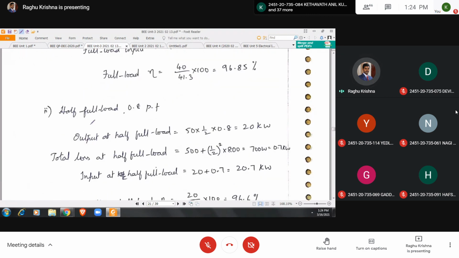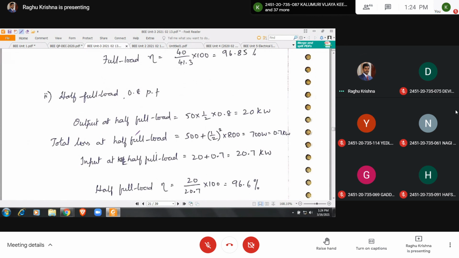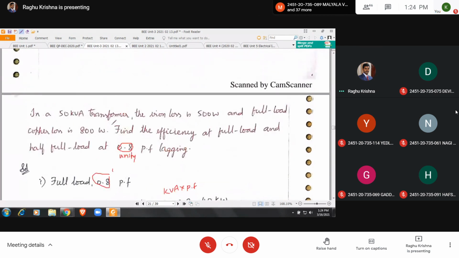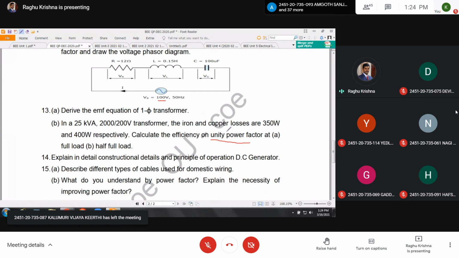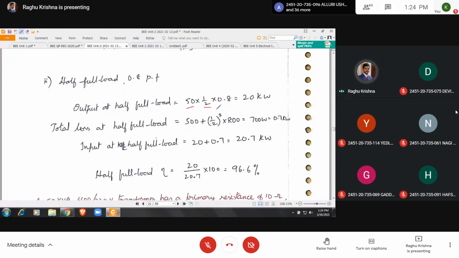Next, coming to half full load. What about the total losses? The output is equal to KVA by 2, total KVA. So here it is 50 KVA. Total KVA into half load means 1 by 2 into power factor. In the question it is given unity, so to make the calculation simple, instead of 0.8 you take 1. You are going to get the output.